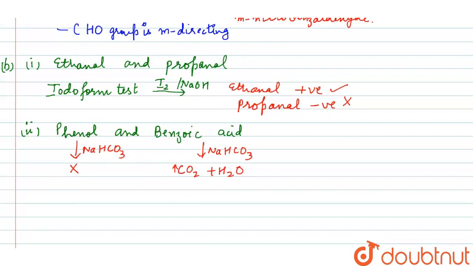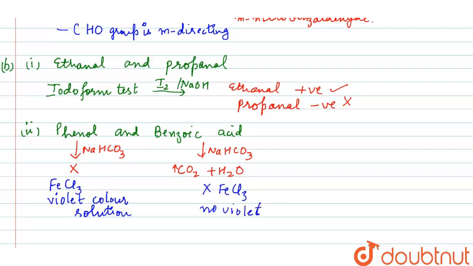The other test for these compounds will be the ferric chloride test. Ferric chloride when treated with phenol will give a violet colored solution, but with benzoic acid FeCl3 won't give any violet color. So you can distinguish between these compounds from these two tests.